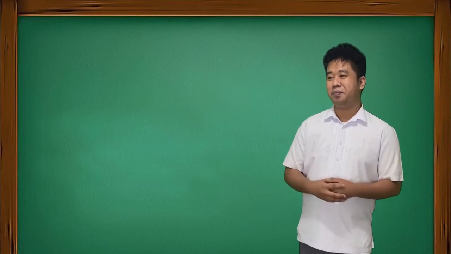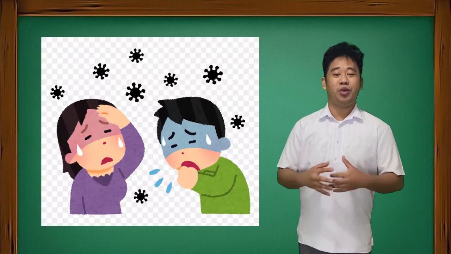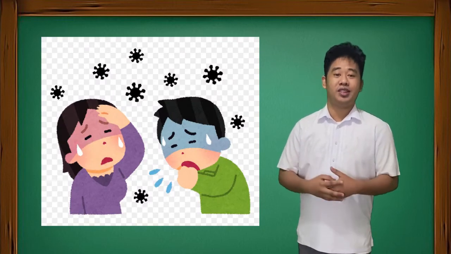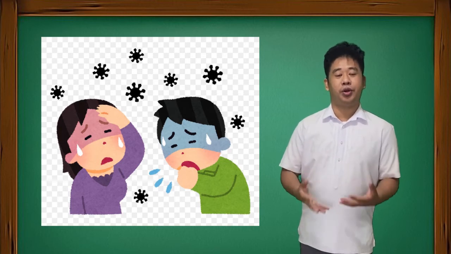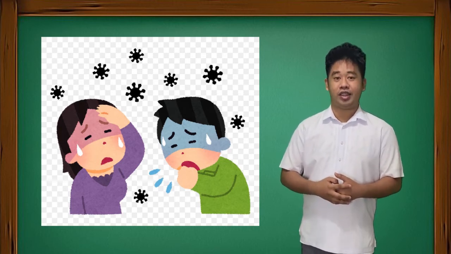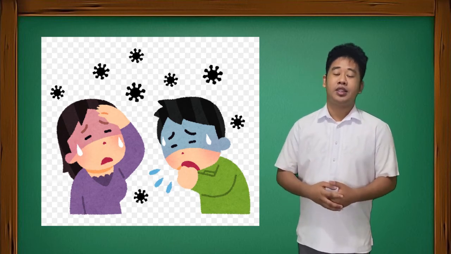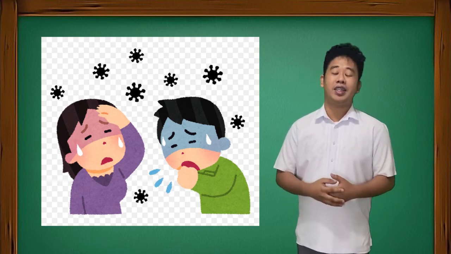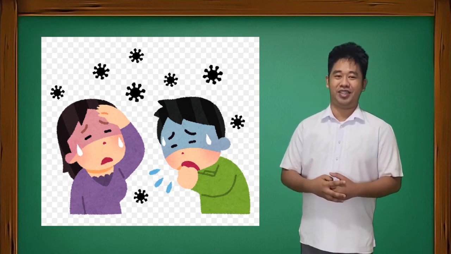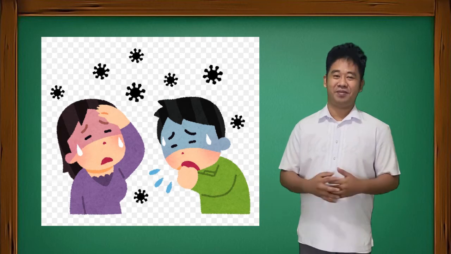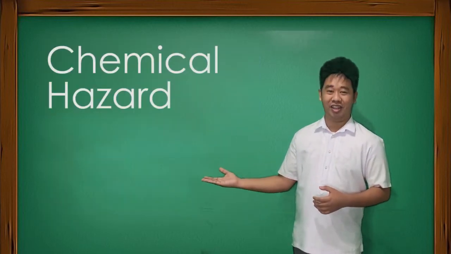Any other example? Yes, Maria. Very good. Working with people who may have contagious disease or sickness. Just like, for example, you don't know that your coworker is infected with COVID-19 virus. So if you are not following safety protocols set by the IATF, you may be infected with that kind of virus. Is that clear?